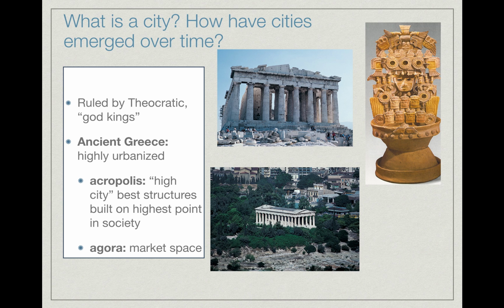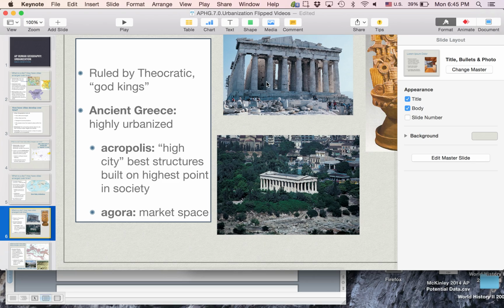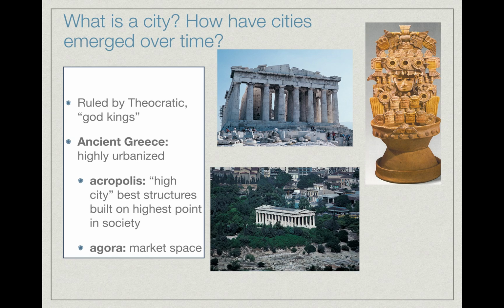Some of the earliest large-scale development of cities was improved upon with ancient Greek civilization. Ancient Greece was highly urbanized. They had the Acropolis, which you see here in the top right. Then we have the high city: the best structures were built at the highest point of the city, and below that we have the agora, which is sort of the market space of the city. Some of those architectural characteristics carried through to other cities, particularly Western cities, over time, with the best structures at the highest point in the city.